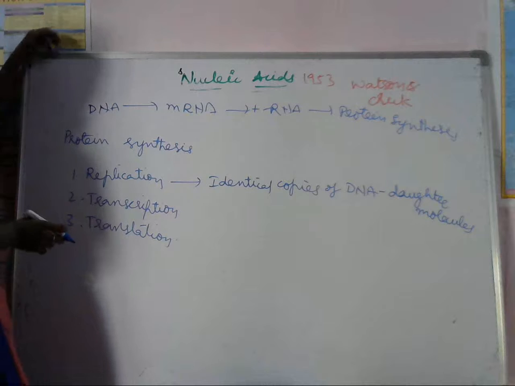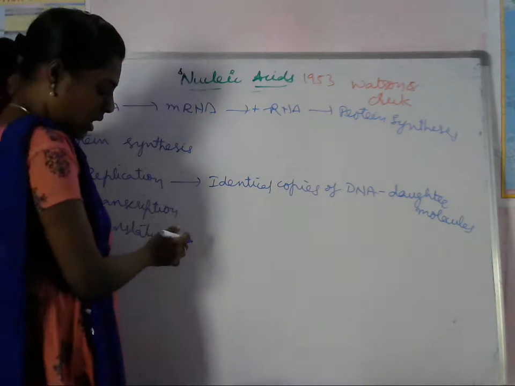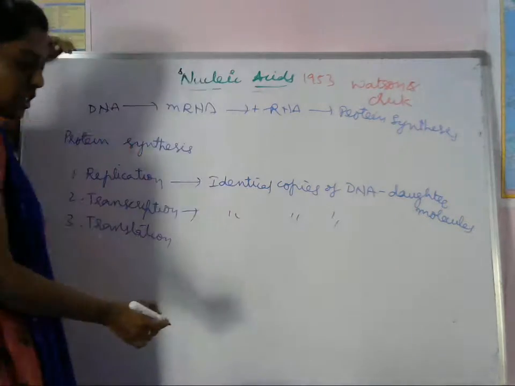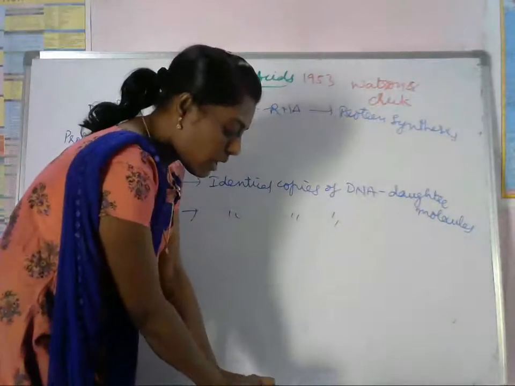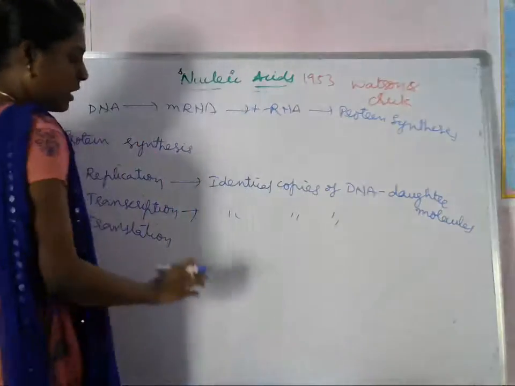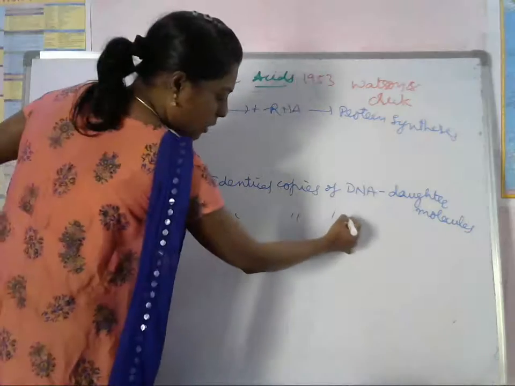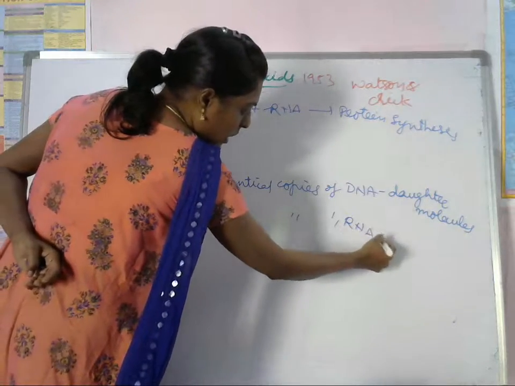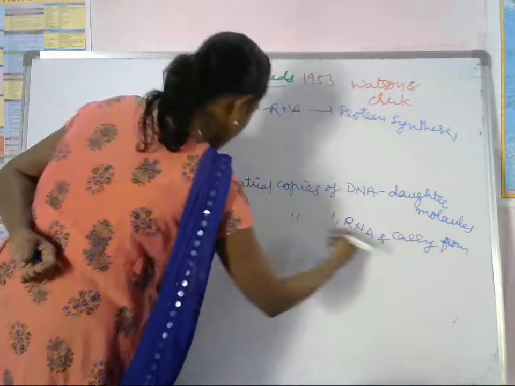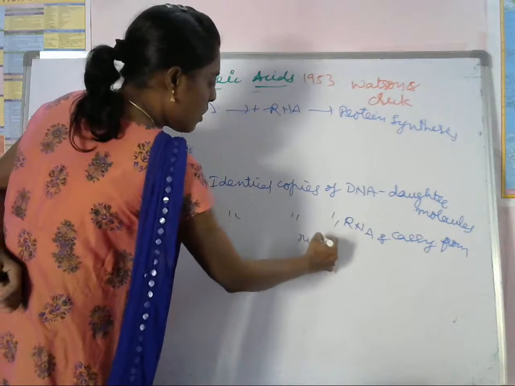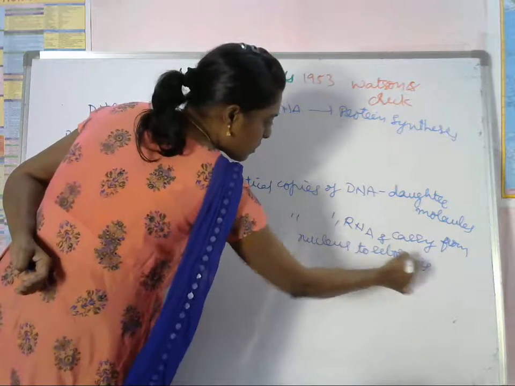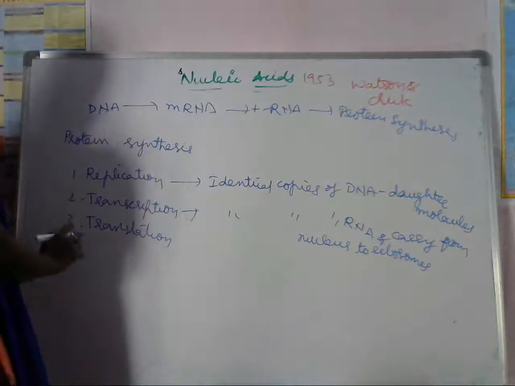Next, transcription. In this process identical copies of the DNA are formed, but in a single strand, that is RNA in single strand. It is read from DNA and carried from the nucleus to the ribosomes. Next let's see translation.